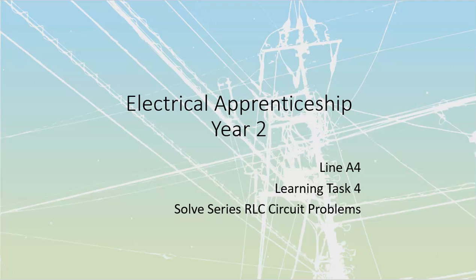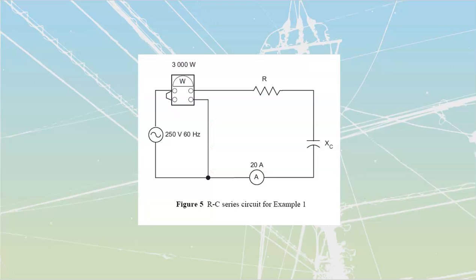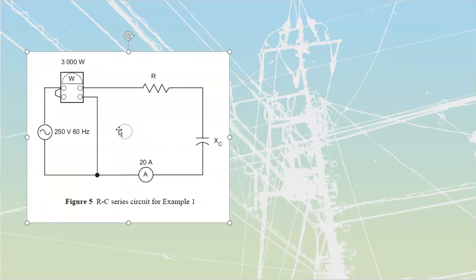All right, line A4, learning task 4, and it is for B. We're going to move on into the next set of examples that they had, starting over at example number 4. Example number 4 differs from example number 1 in that example number 4 is going to give us a capacitor to work with. So let's go through our examples.